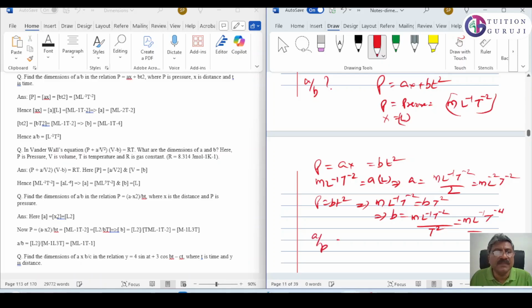So a by b is equal to M L raised to minus 2 T raised to minus 2 divided by M L raised to minus 1 T raised to minus 4. M gets cancelled. So what we are getting is L raised to minus 1 T square. a by b is L raised to minus 1 T square.